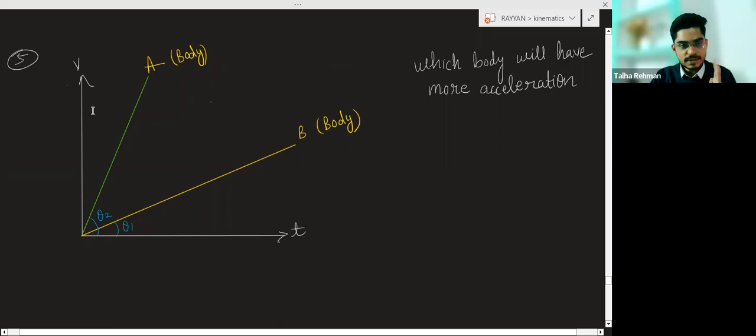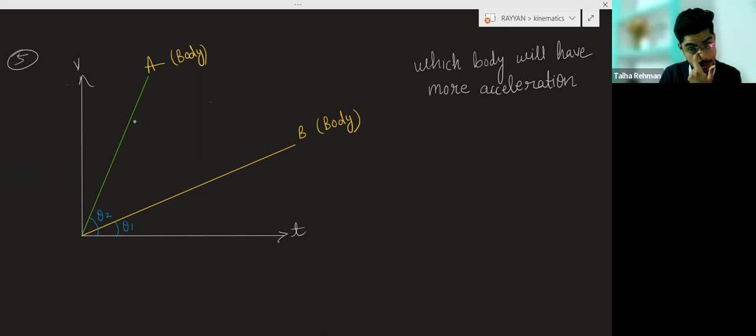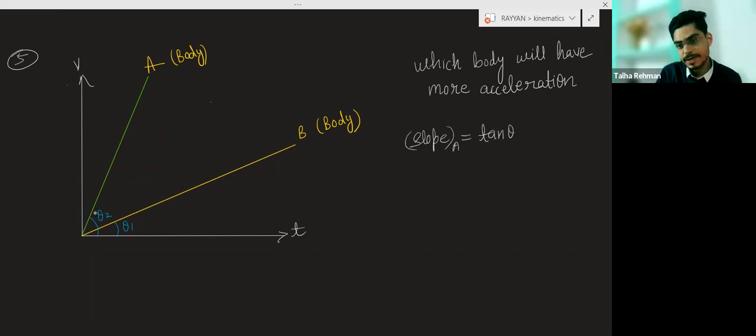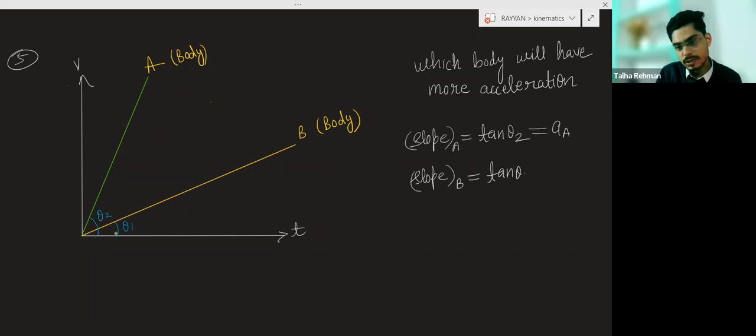So acceleration is the slope of velocity time graph. To find the acceleration of A or acceleration of B, we will find the slope of A or slope of B. Slope of A: this A is making an angle of theta 2, so it will be tan theta 2, and the slope is the acceleration of body A. Now slope of B: this B is making an angle of theta 1, so tan theta 1, and this will be the acceleration of body B.